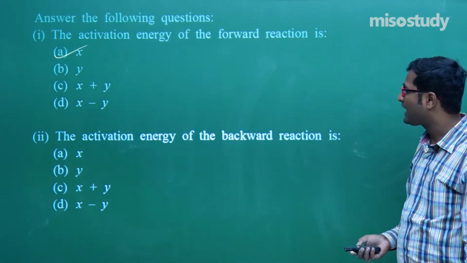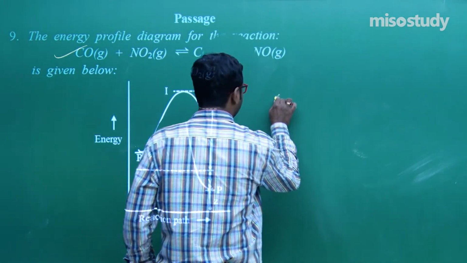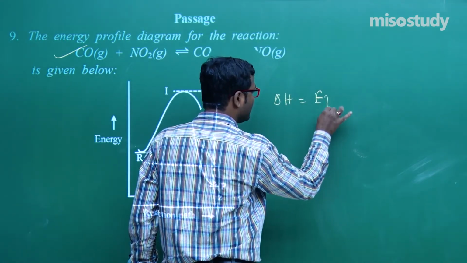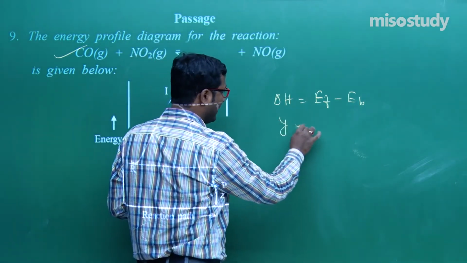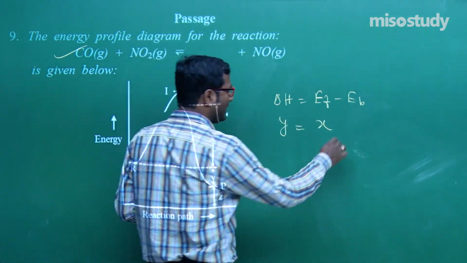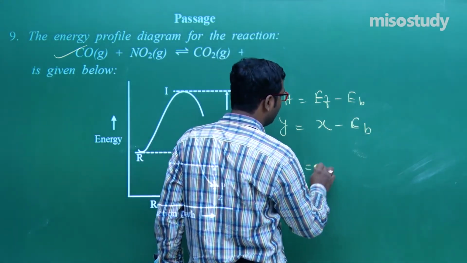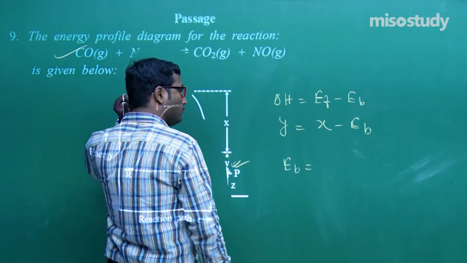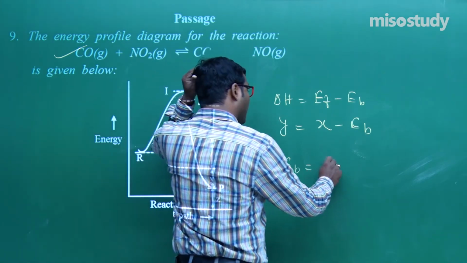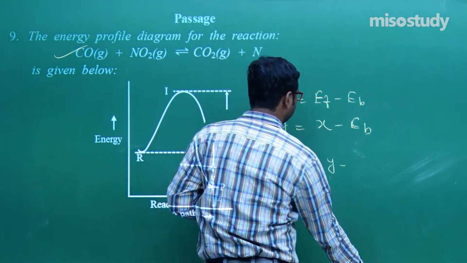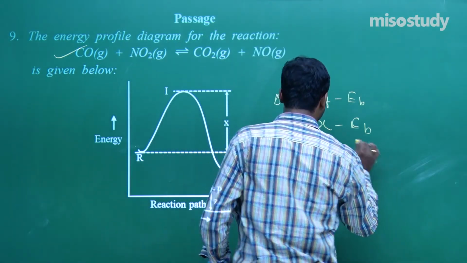Now, activation energy of the backward reaction. As we know, delta H is equal to activation energy of forward minus activation energy of backward. This is delta H, Y, and activation energy of forward is X, so activation energy of backward EB will be equal to, tell me what will happen if it moves here. One more thing, that is Y minus X. Am I right? No. That is X minus Y.